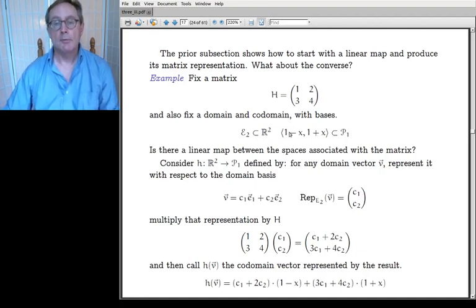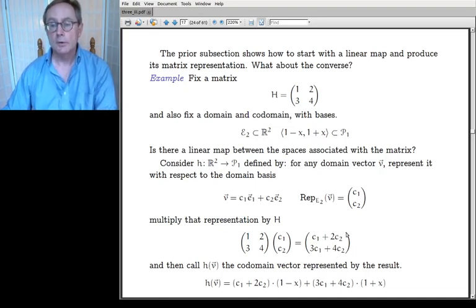What do I mean by the map represented by H? Well, the map represented by H takes V, where V's coordinates with respect to the domain basis are C1 and C2, takes V over to W, where these are W's coordinates with respect to the codomain basis. So that's the definition. You write down C1 plus 2C2, 3C1 plus 4C2. That comes from the 1, 2, 3, 4. And then what's H of V? H of V is just simply whatever this number is, C1 plus 2C2, multiplied by the first basis vector, and 3C1 plus 4C2 multiplied by the second basis vector. That's how H is defined to act.